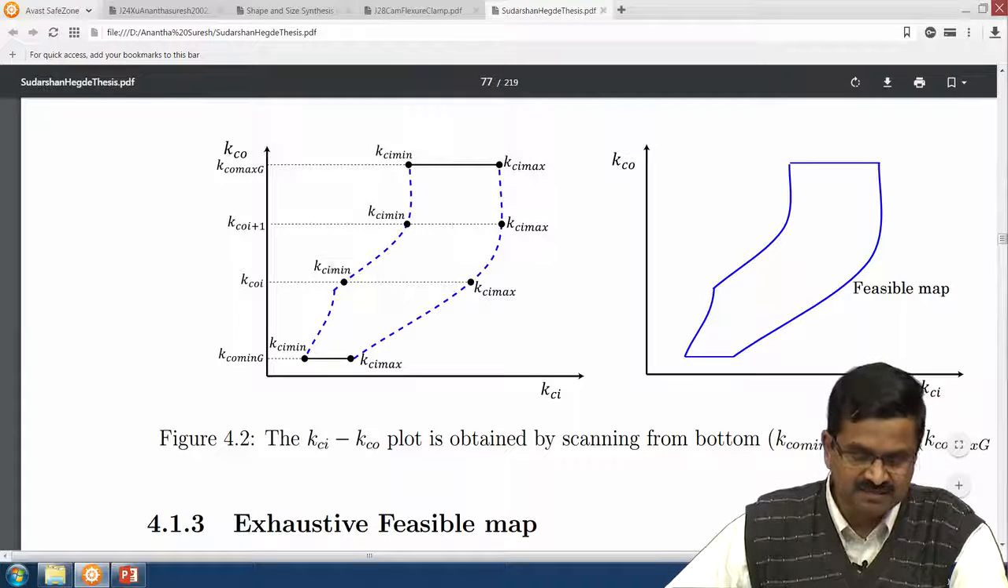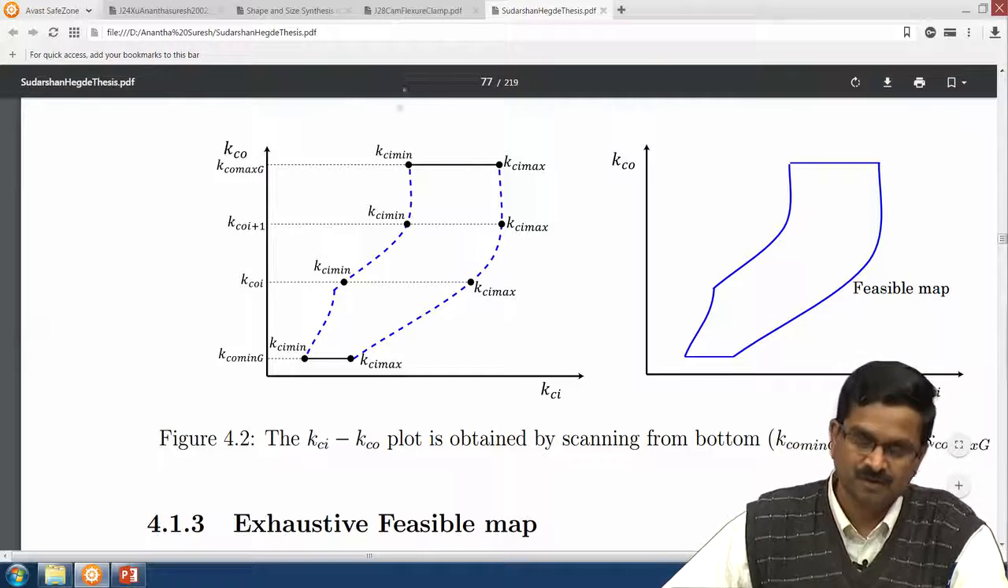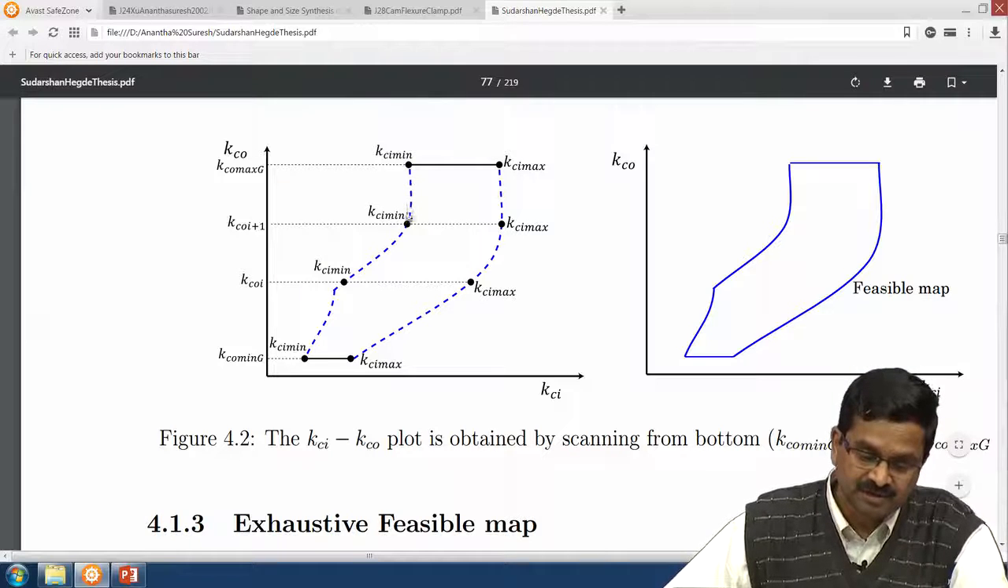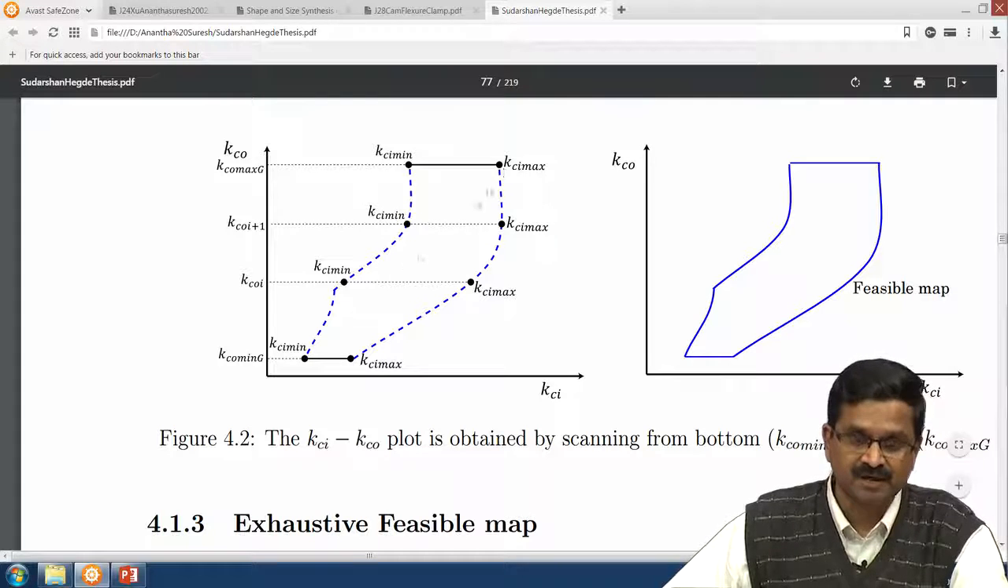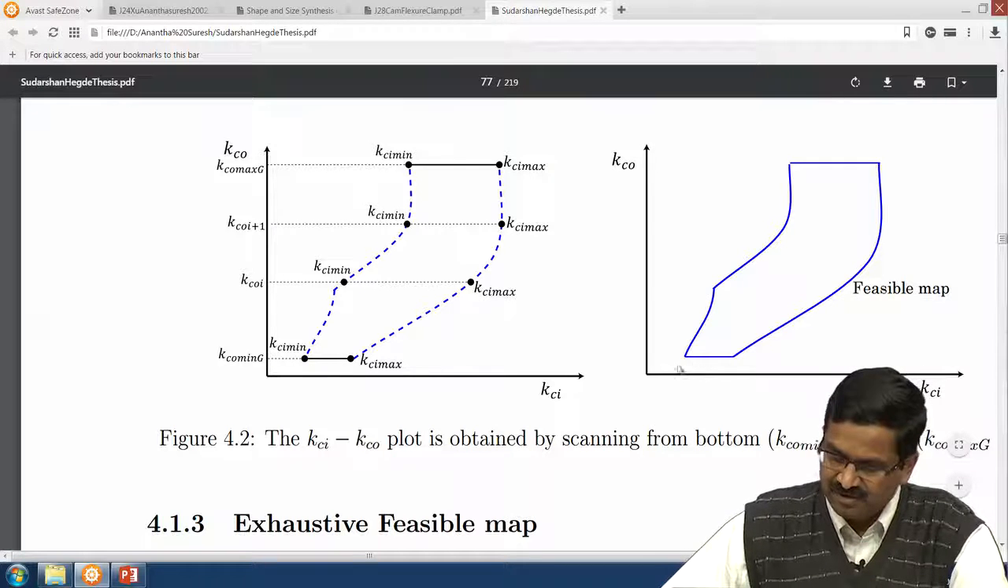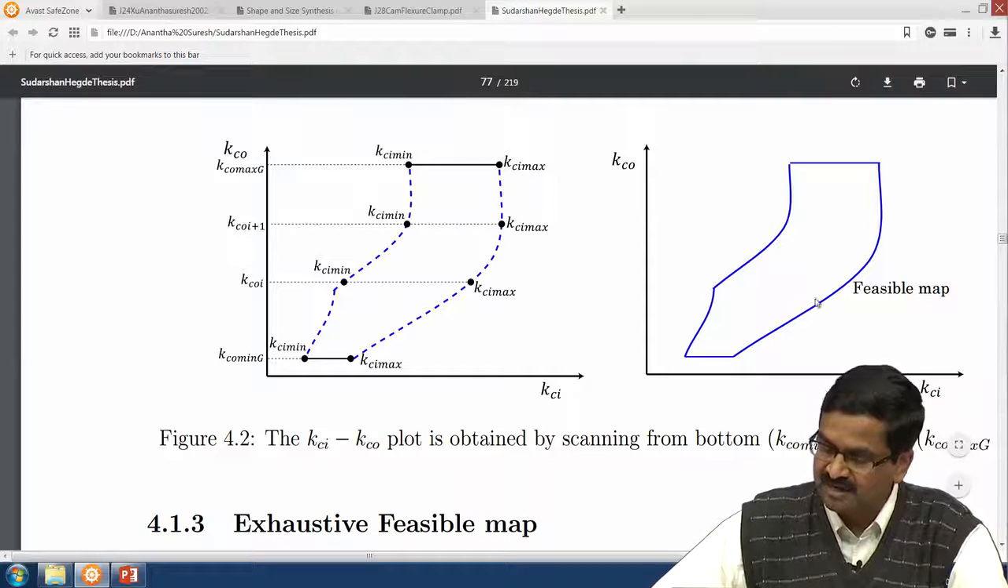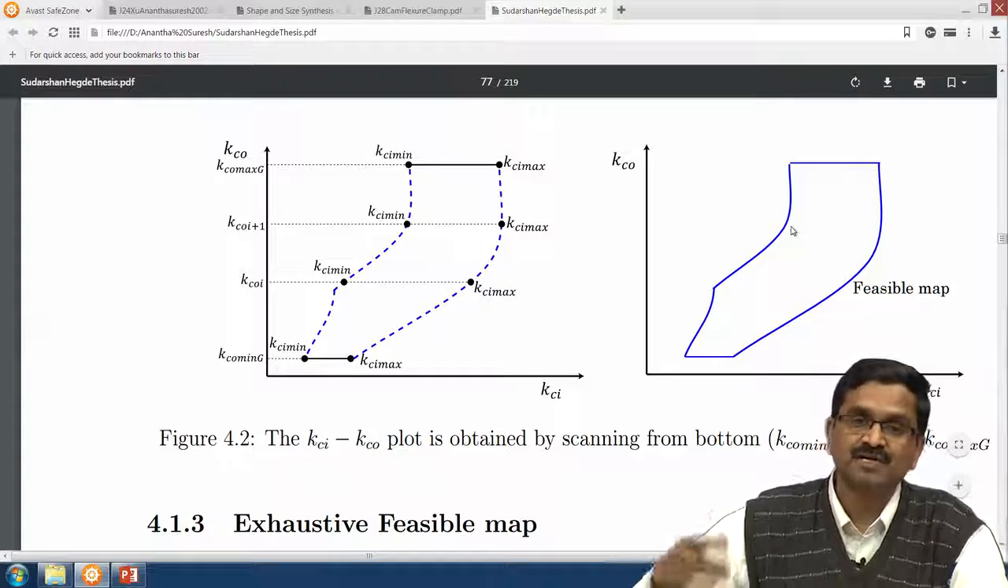So, we can take slices of KCO and scan it from bottom to top or top to bottom, whichever way. Then for each case we try to determine the minimum value of KCI and then the maximum value of KCI. Then we generate this curve and that curve. In between we are just joining this, that may not be the case, for which we have to again do this reverse, that is we assume a value of KCI and generate extreme values of KCO. This is the KCO lowest for that KCI and the highest, and that is how we construct these maps.